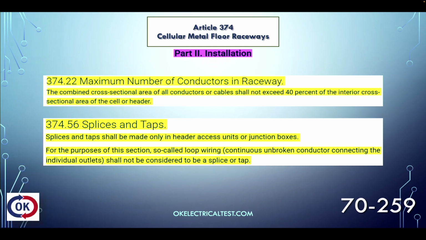Let's jump to 374.56, which is going to be our splices and taps. Splices and taps shall be made only in header access units or junction boxes. For the purposes of this section, the so-called loop wiring shall not be considered to be a splice or tap. So those splices or taps need to be made only in header access units or in junction boxes.